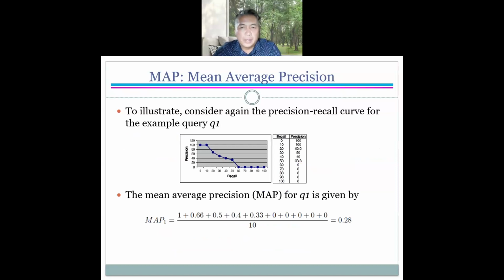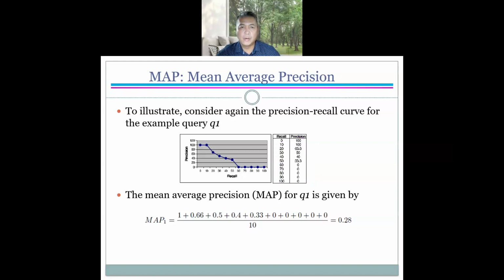Okay, so the first thing that we need to do is we just take all of this from here up to here. And this 10 here refers to, because in query 1 you have 10 relevant documents, so we need to divide by 10. So this is only for query 1. Okay, so you have this.